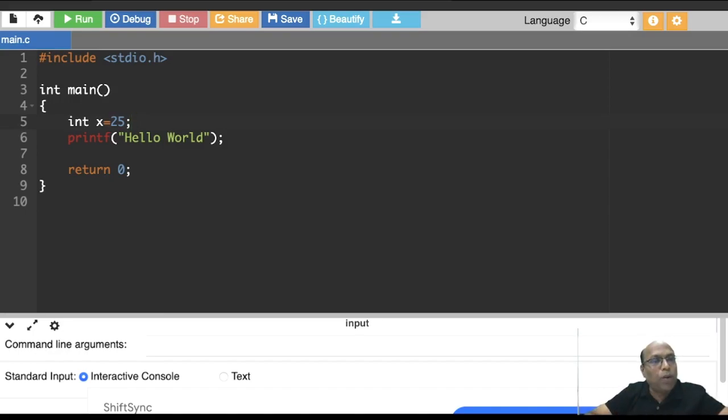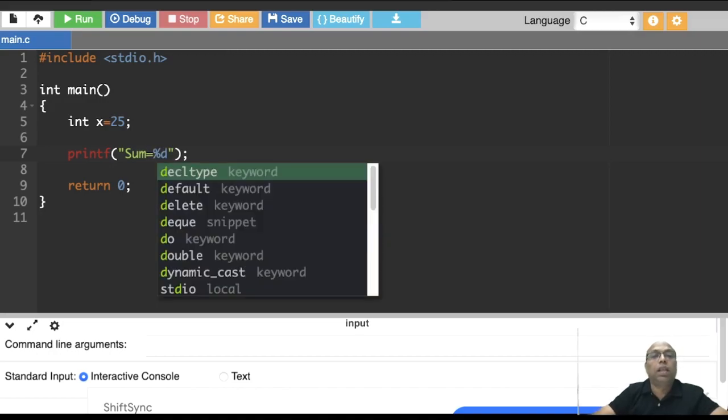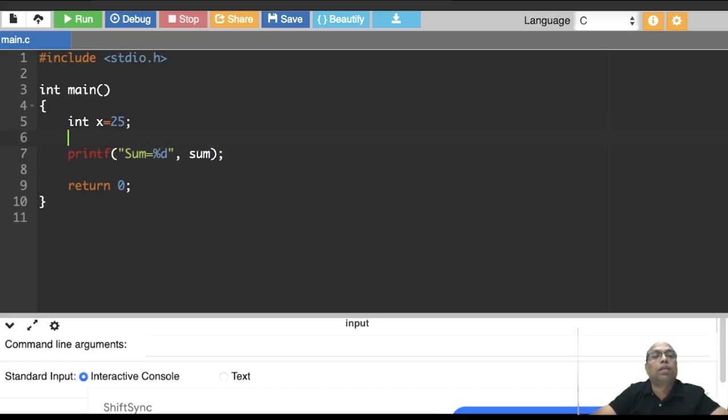What I want to do is find the sum of the digits. That means what is the output I want? My input is 25. When I print the sum, I need to get 7. I print the sum. I need to get 7.